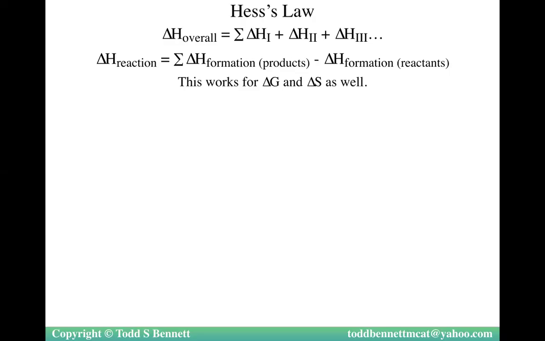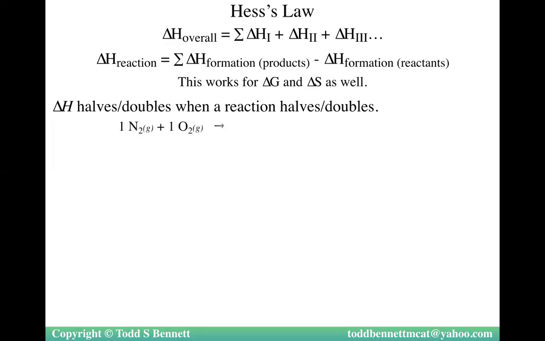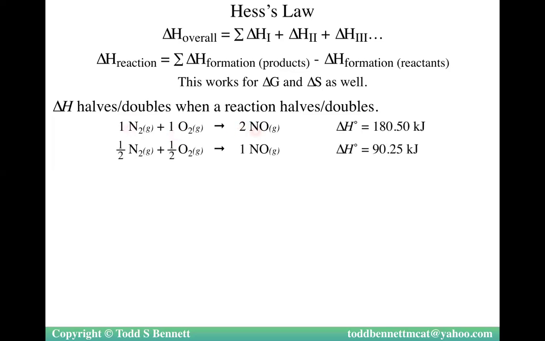We won't really be touching that in this class too much, but we do need to know this sort of approach: if delta H halves or doubles, it's because the reaction halved or doubled. Meaning if I take 2 of something plus 2 of something going to 4 of something, I get a certain energy, then 1 plus 1 to 2 will be half that energy, or vice versa. So a perfect example: 1 nitrogen, 1 oxygen going to 2 NOs would be 180.5 energy in, it's endothermic. If I did half an N2, half an O2, and only went to 1 NO, then it's half the amount.